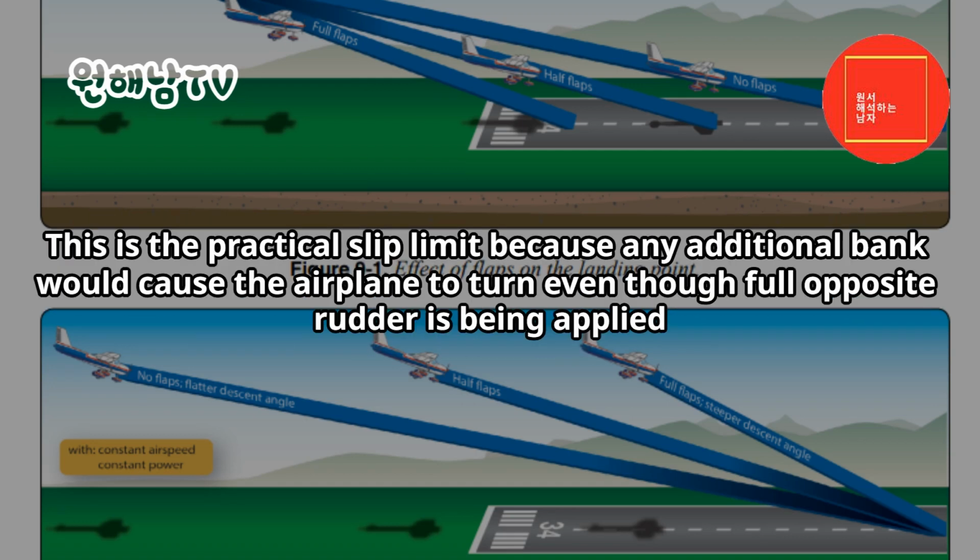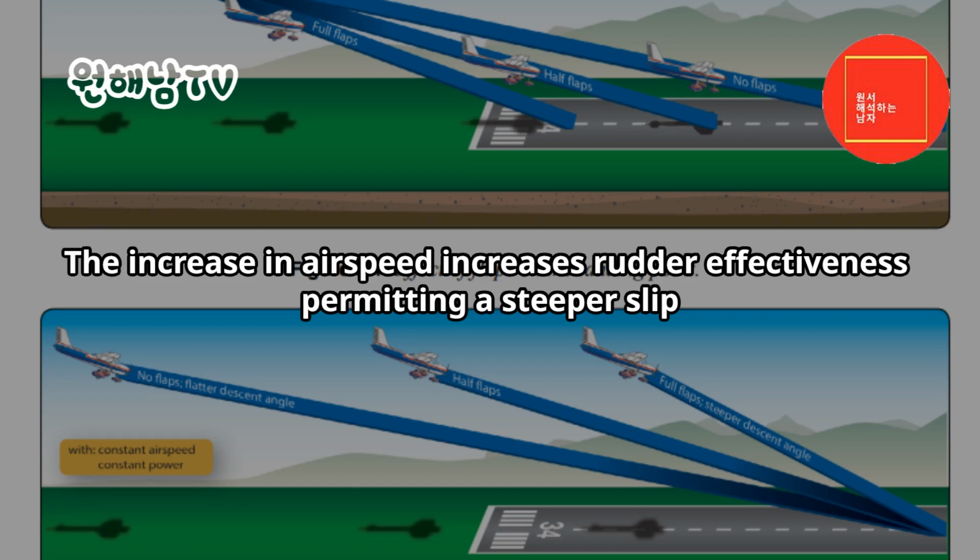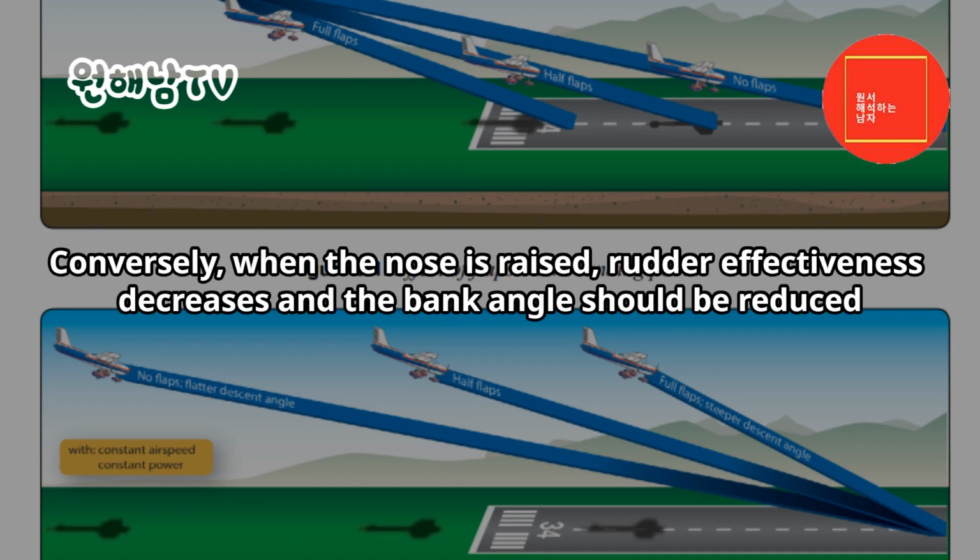This is the practical slip limit because any additional bank would cause the airplane to turn even though full opposite rudder is being applied. If there is a need to descend more rapidly, even though the practical slip limit has been reached, lowering the nose not only increases the sink rate but also increases airspeed. The increase in airspeed increases rudder effectiveness, permitting a steeper slip. Conversely, when the nose is raised, rudder effectiveness decreases and the bank angle should be reduced.